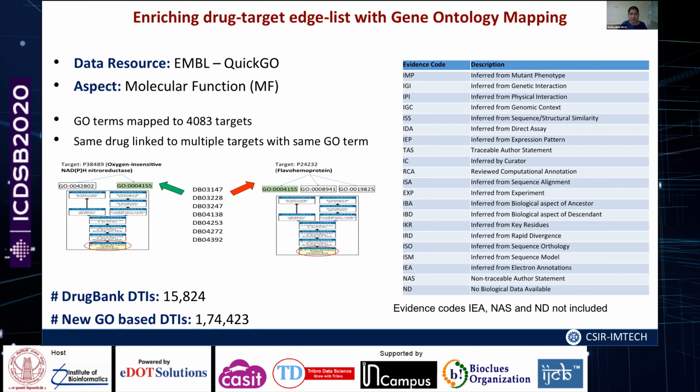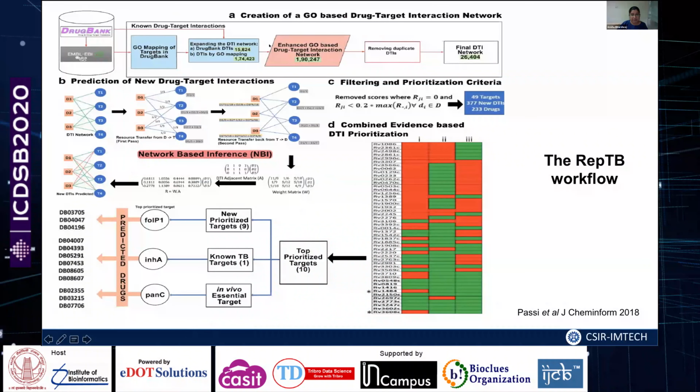The GO that we used is molecular function, assuming that if the function is the same and the drug is binding at the functional part of the protein. We didn't do any structural analysis; this is an assumption that we made, and we actually made the network more dense. Once we made this network more dense, we added the two networks and then removed duplicates. So we had a final DTI network of 26,000 odd nodes.